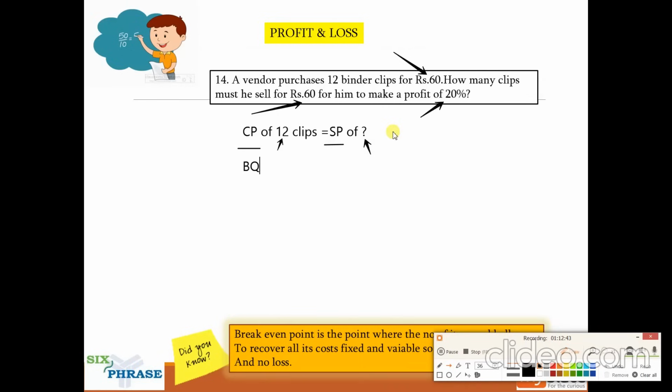It is buying quantity minus selling quantity divided by selling quantity is equal to 20. Why do I write 20? Because we know that the profit percentage is 20%. We are already given that. What we don't know is the selling quantity. We know the buying quantity is 12. So 12 minus x divided by x is equal to 20. Which will give me 12 minus x is equal to 20x.